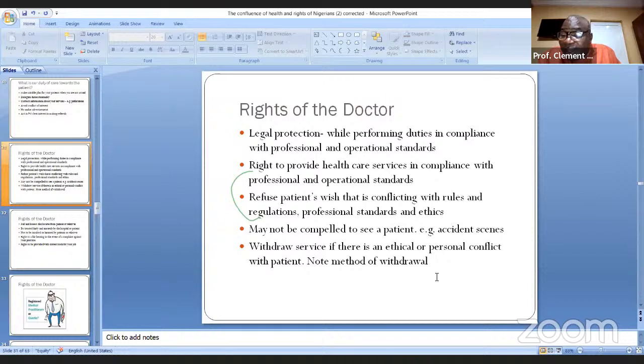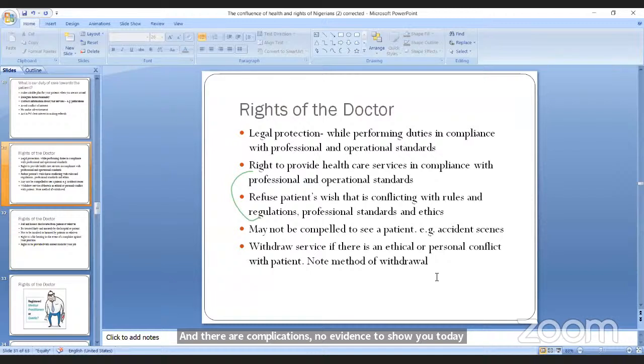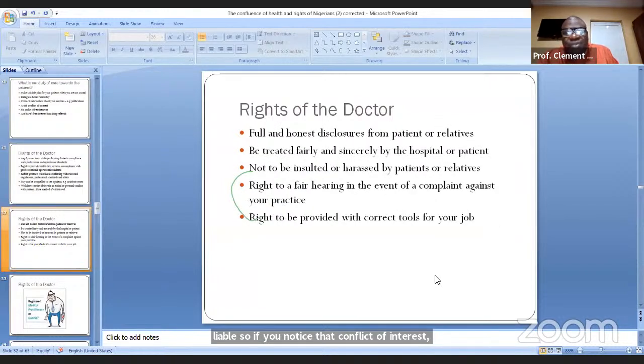You may not do anything if you operate on that patient and there are complications and there is evidence to show that you have mutated it to somebody. Now, wow, that's the boy that took the girl I was to marry. You can be liable. So if you notice there is a conflict of interest, tell your colleagues to take over and walk away. You have a right to full and honest disclosure from your patients.